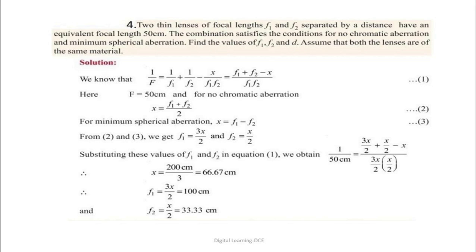We know that 1/f = 1/f1 + 1/f2 - x/(f1 f2), which is equal to (f1 + f2 - x)/(f1 f2). Call that equation 1. Here f is equal to 50 cm, and for no chromatic aberration x is equal to (f1 + f2)/2. For minimum spherical aberration x is equal to f1 - f2.